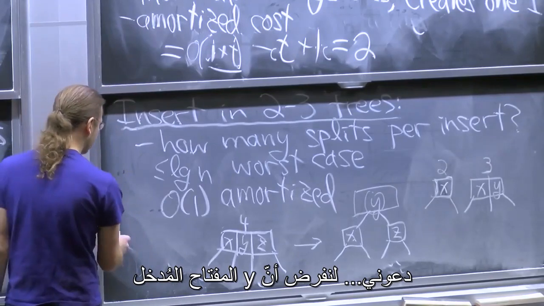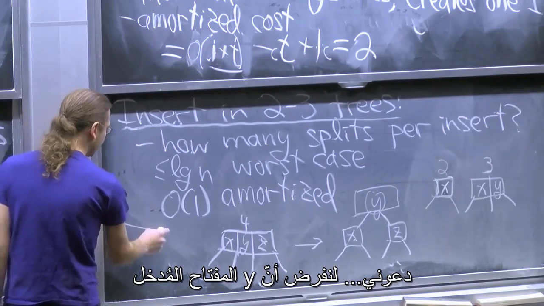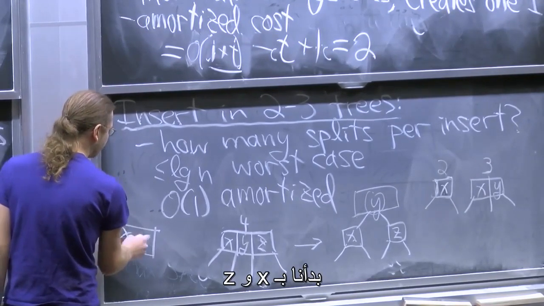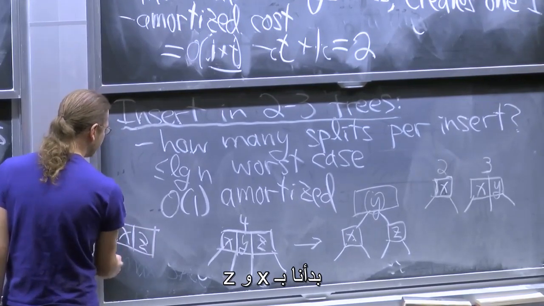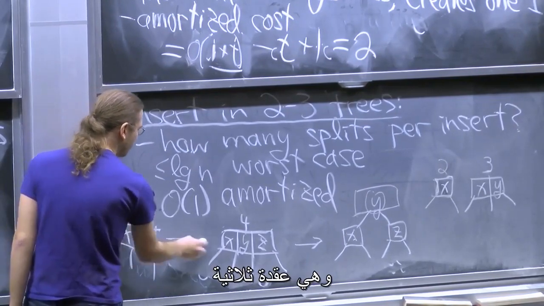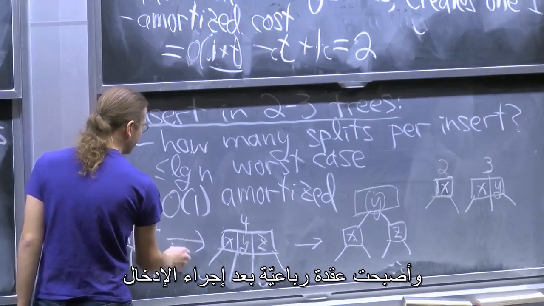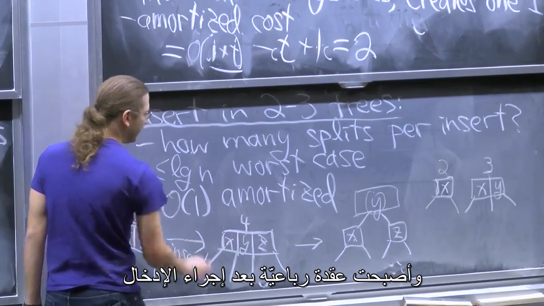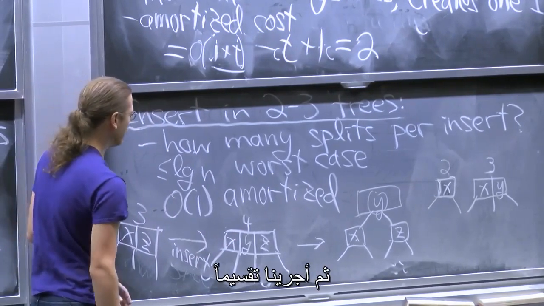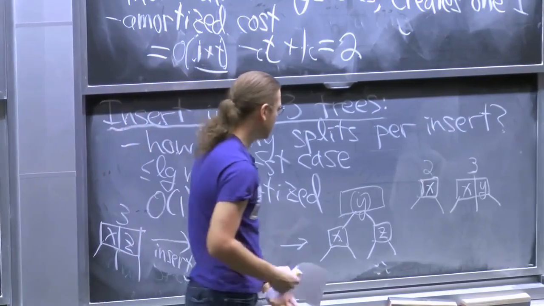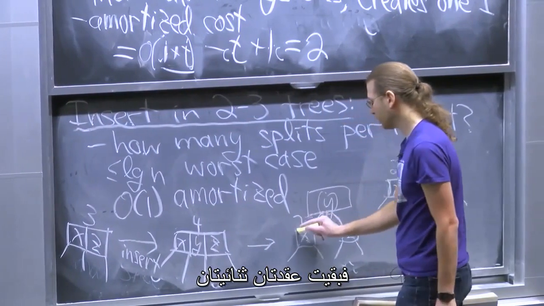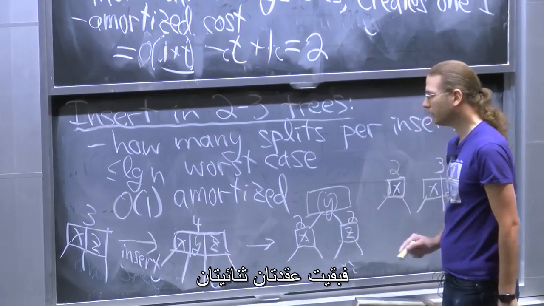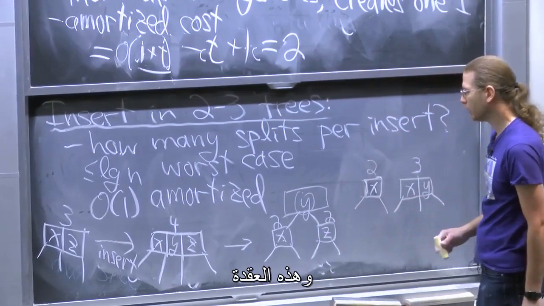Let me also say y was the key that was inserted. So we started with x, z, which was a 3 node. When we did an insert, it became a 4 node. And then we did a split, which left us with 2 2 nodes and something.